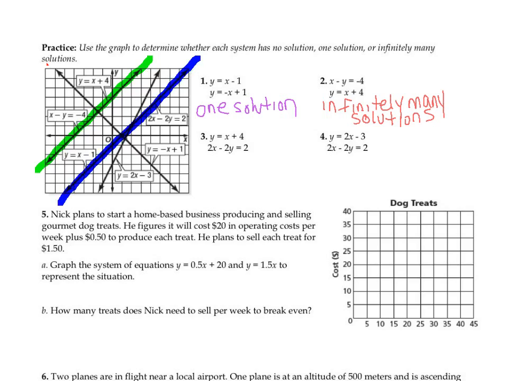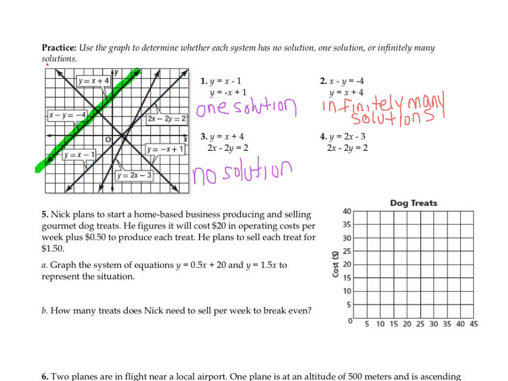So what we can see is that we have two parallel lines on our graph. And because we have two parallel lines, that means these two lines are never going to intersect. So from that, since they're never going to intersect, we will have no solution, which we will write under number 3.